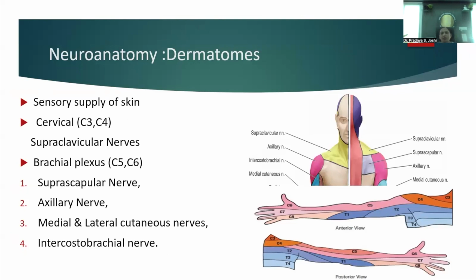Before we go into the details of regional anesthesia, to know the beauty of it, we should be thorough with the applied anatomy of the shoulder joint, where dermatomes are supplied by two plexuses, that is the cervical and the brachial plexus. Suprascapular nerve, axillary nerve, medial and lateral cutaneous, and the intercostobrachial. These are the 4 different nerves, including the supraclavicular nerves from the cervical plexus, for the sensory supply of the skin of the shoulder joint.